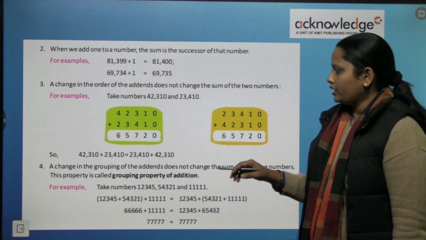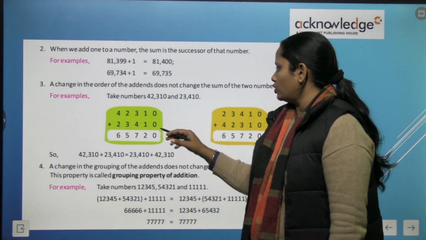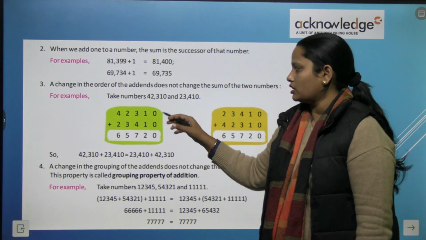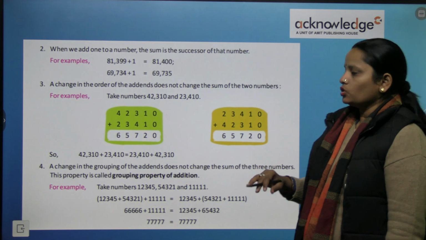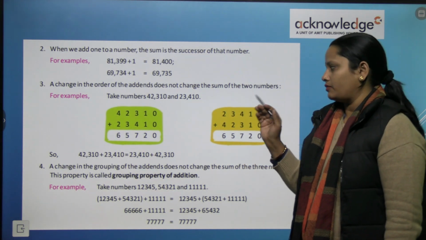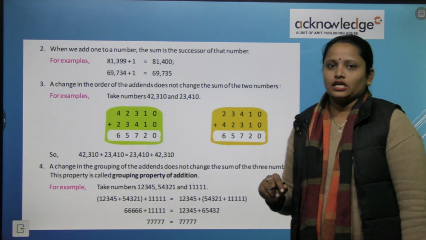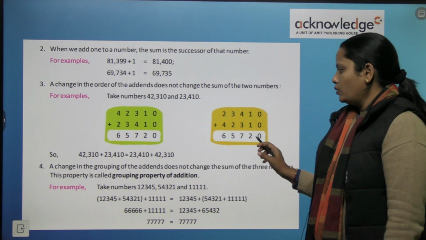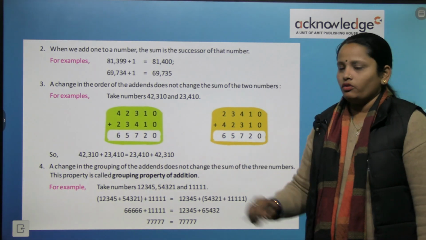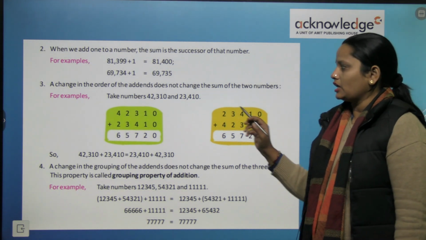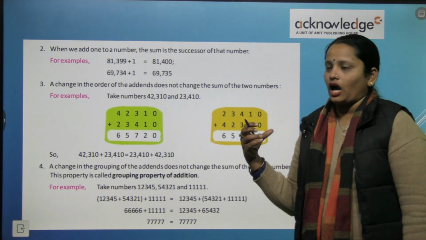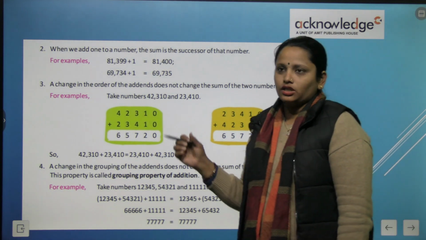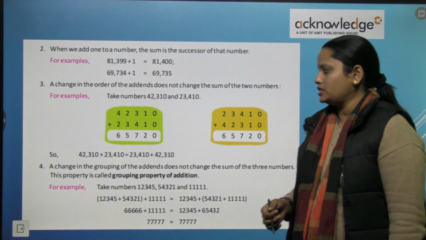लेकिन अब हमने क्या किया, 23,410 को ऊपर लिख दिया और 42,310 को नीचे लिख दिया. सो इन दोनों की प्लेस को हमने चेंज कर दिया है. तो दोनों के प्लेस चेंज करने के बाद भी आंसर आया 65,720, which is the same in both of these. तो इसका ये मतलब है कि अगर हम इनके एडेंड्स के ऑर्डर को चेंज कर देते, तो भी आंसर will be the same.